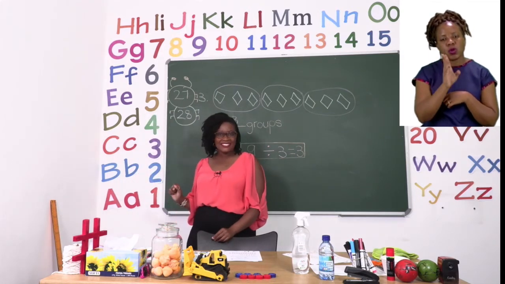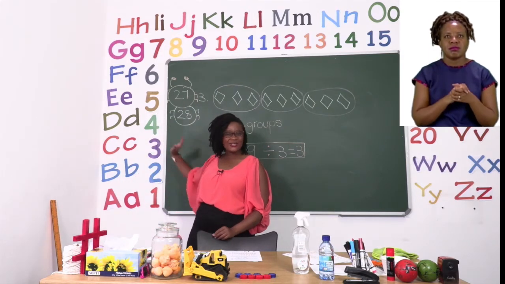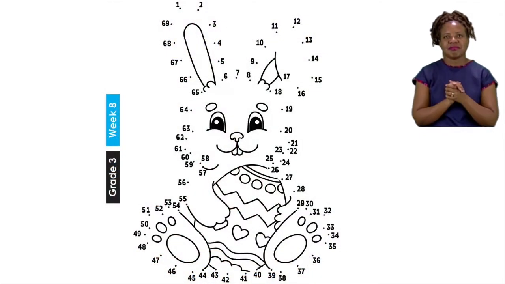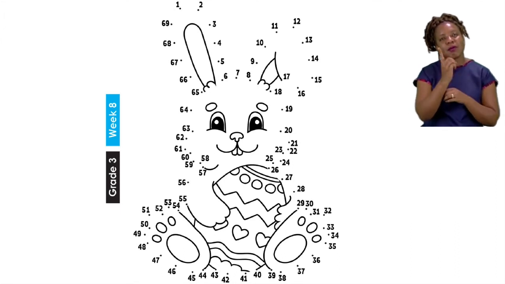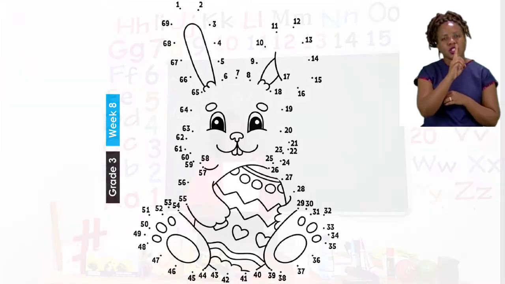Now, let's move on to something a bit more exciting on page 28. On page 28, we have a beautiful bunny, but we need to complete the bunny by connecting the dots and then coloring our bunny. So you will start with the first number, which is number 1. Now, number 1 is at the top of the bunny's ears, as you can see on my page.